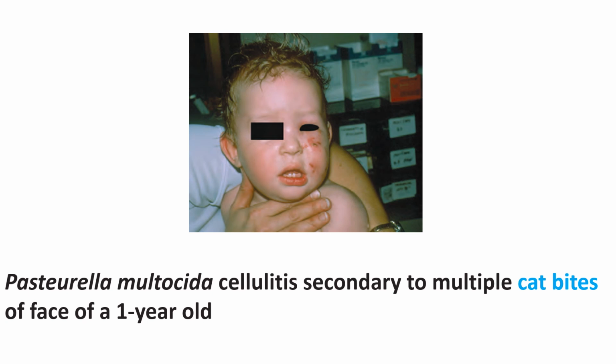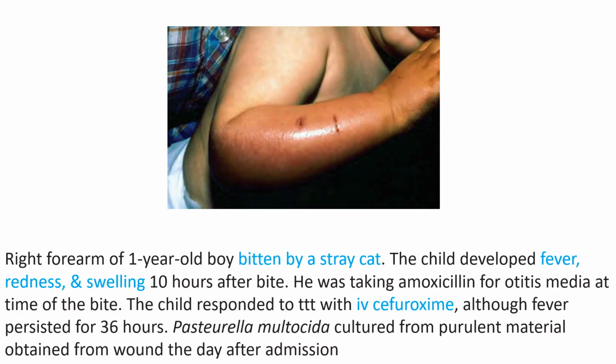Multiple cat bites of the face of a 1-year-old boy. Right forearm of a 1-year-old boy bitten by a stray cat. The child developed fever, redness, and swelling 10 hours after the bite. He was taking amoxicillin for otitis media at the time of the bite. The child responded to treatment with IV cefuroxime, although fever persisted for 36 hours. Pasteurella multocida was cultured from purulent material obtained from the wound the day after admission.